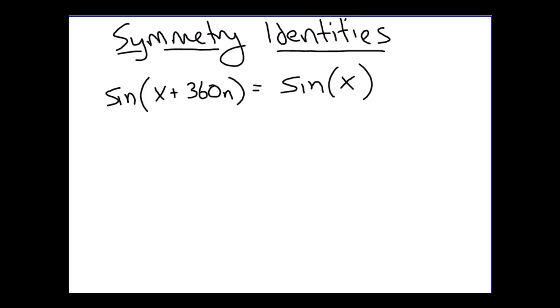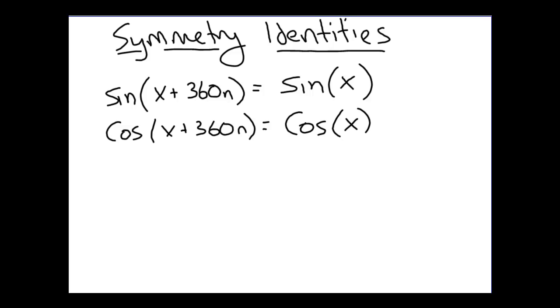The same is true for cosine. If we take and add in any number of whole periods onto cosine, we simply return back to cosine. And there are several other symmetry identities that you can look up. They don't show up very often. I won't go over them since our time is short here.